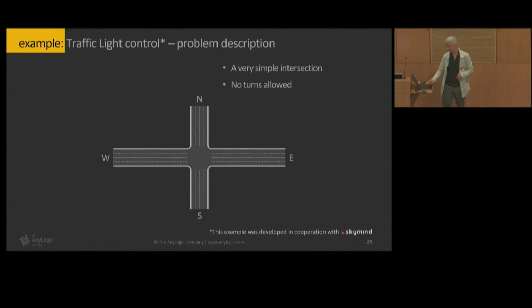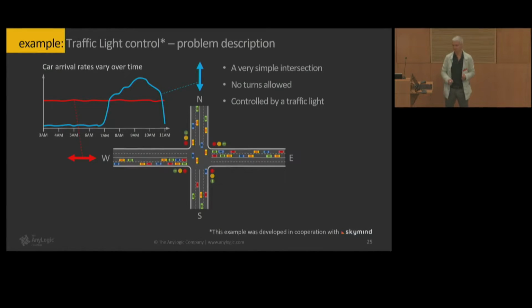No turns are allowed, and we have a traffic light that controls this intersection. Now, we have also car arrival rate data. As you can see, east-west is pretty constant, but north-south has a very explicit rush hour. The goal is to minimize the time in system for a car on this intersection. What we can change is the traffic light phases, and AI will be trained to control the traffic light, okay?